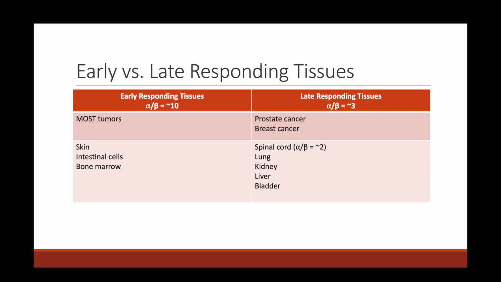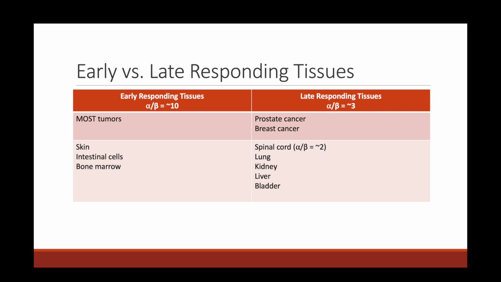Now, when we think about early responding tissues, we typically say they have an alpha beta ratio of around 10 gray. And late responding tissues, typically in radiation, we say have an alpha beta ratio of around 3. Now, keep in mind that any tissue is heterogeneous. So even if you're looking at, let's say, a head and neck cancer, and you're looking at all of the cells in that particular tumor, all of the cells in it may not have an exact alpha beta ratio of 10. There may be some variability within that tissue.